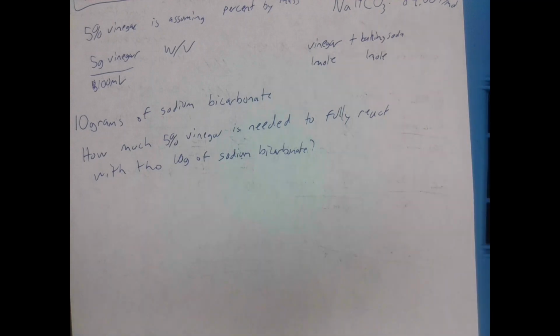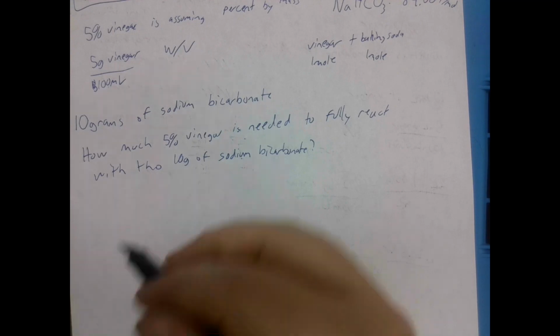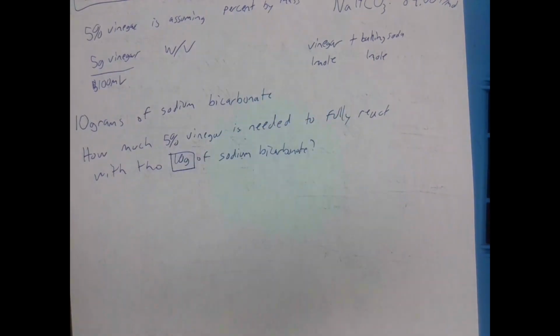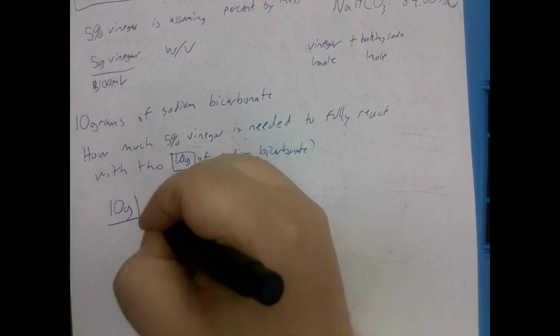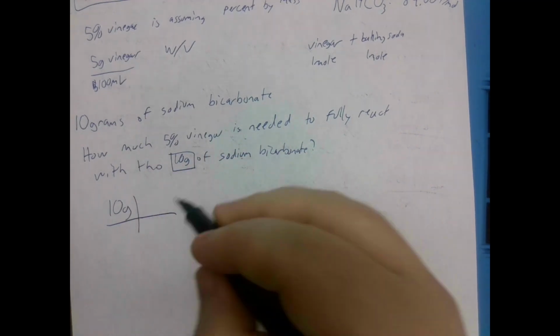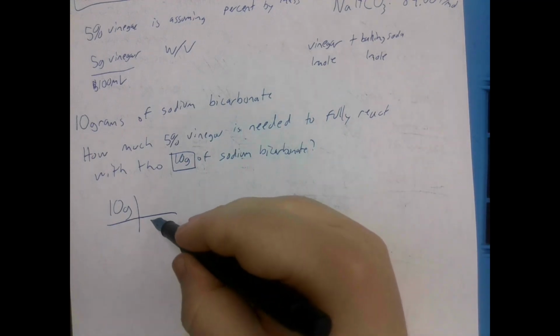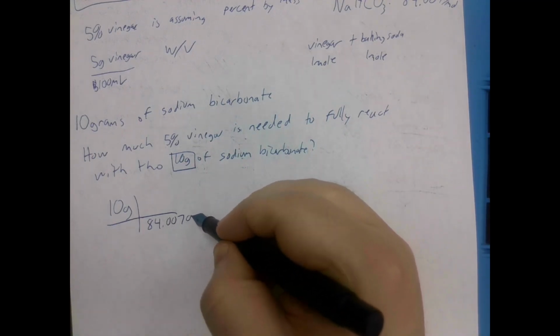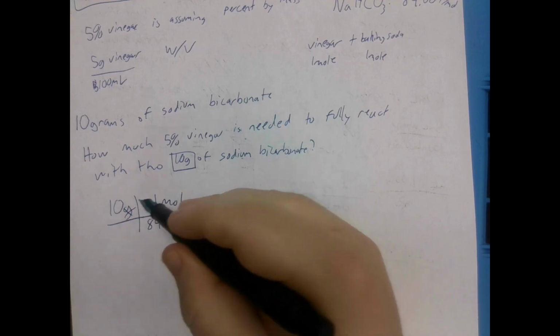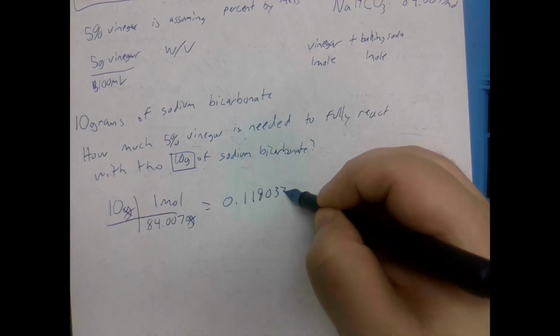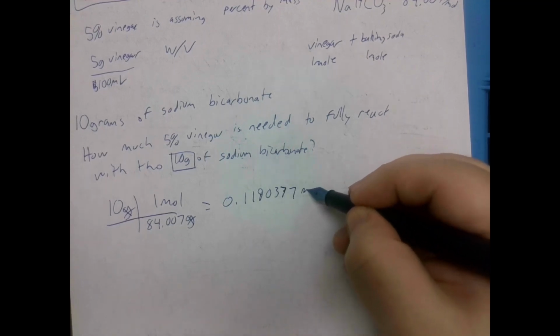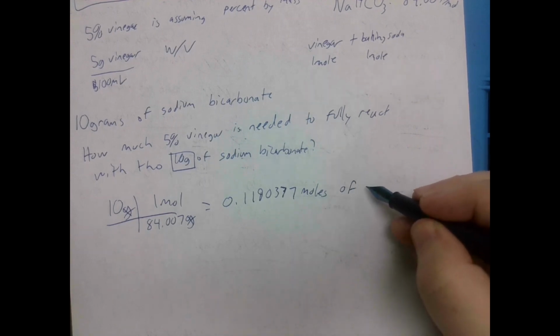We can't really deal with grams when working on this. We always need to temporarily convert to moles. So we're given 10 grams, that's not a good number to start with. We need to convert it into moles. So the molar mass of sodium bicarbonate is 84.007 grams per 1 mole. Grams cancel out, giving us 0.1190377 moles of sodium bicarbonate.